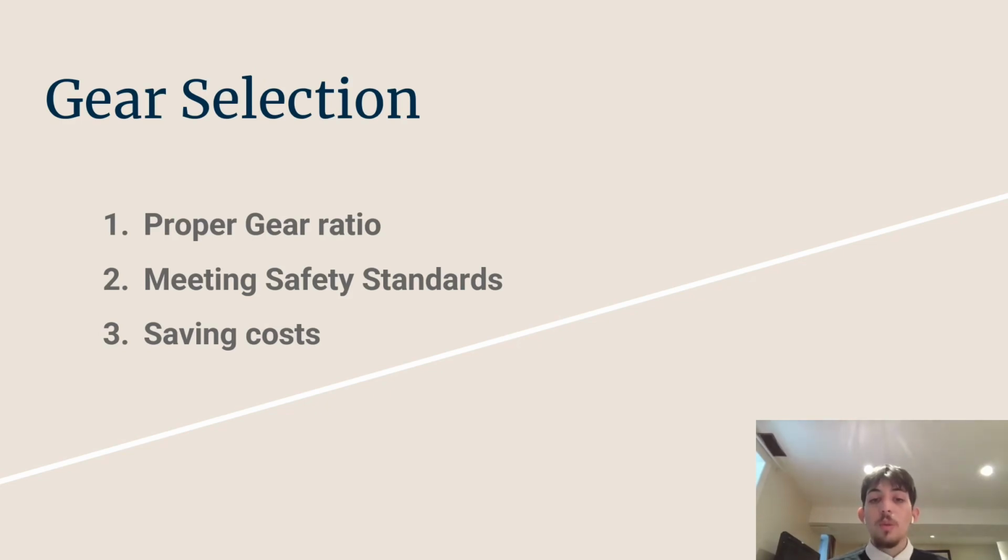In the second part, we want to go over meeting the safety standards. We want to ensure that all the parts will operate safely and that they won't fail. And third of all, we want to save costs. We want to ensure that we aren't using unnecessary materials and having an unnecessarily high strength for a part that is only subjected to low stresses.